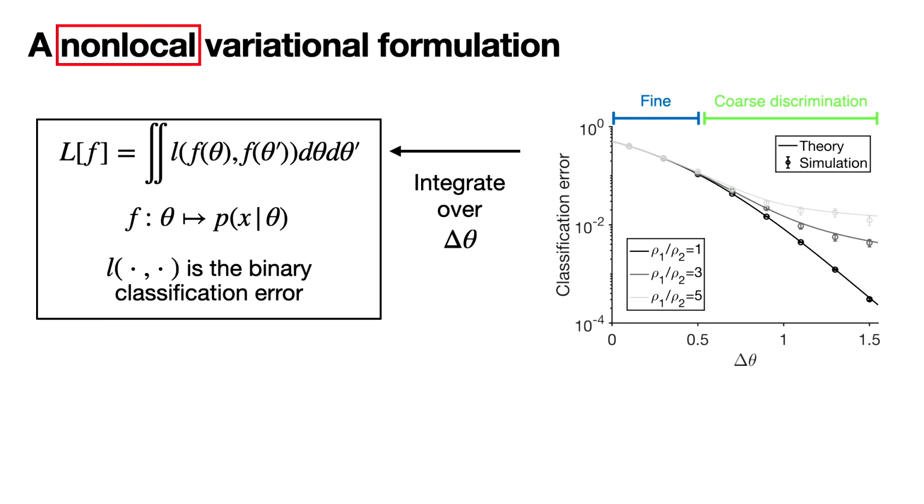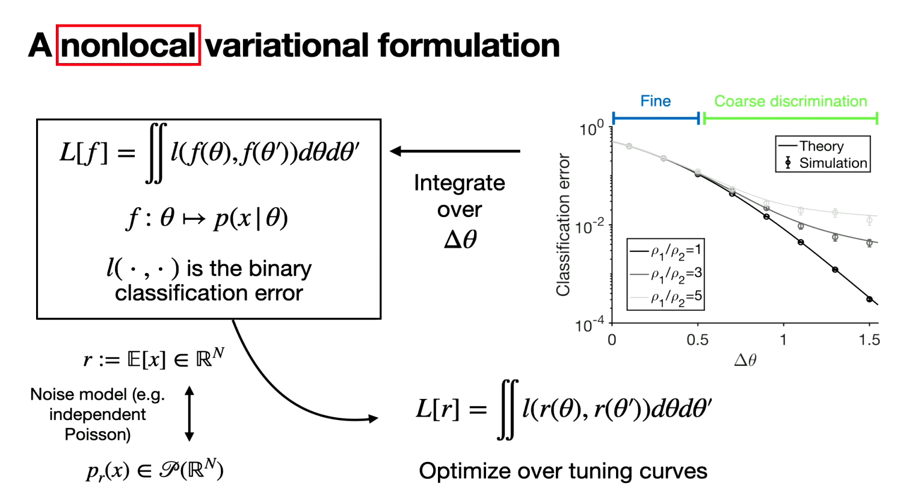And our proposal is very simple. We simply integrate over delta theta to get the cost function on the left, which is the average binary classification error between all pairs of thetas. Because we are integrating over all pairs, this is a global measure of the quality of the code. If we make certain assumptions about the noise structure, such as independent Poisson, then we can establish a bijection between the mean response and the full distribution P of x. This bijection allows us to replace the map F with the map R, which is exactly the tuning curve. Then our goal becomes optimizing over all tuning curves.